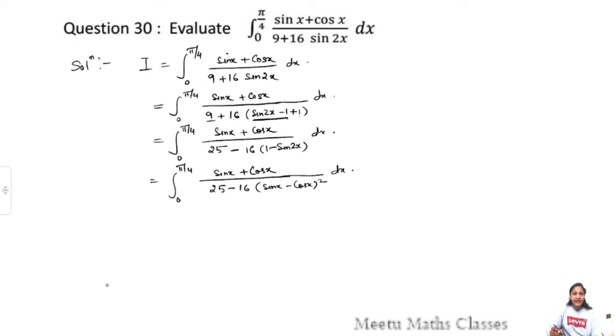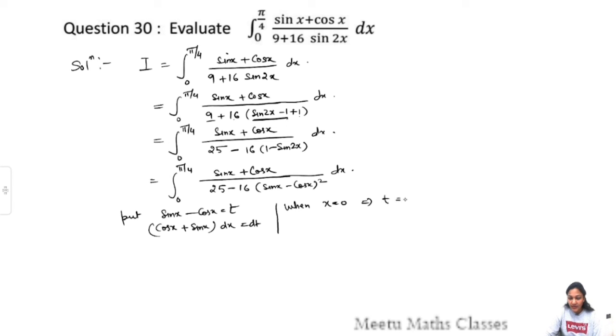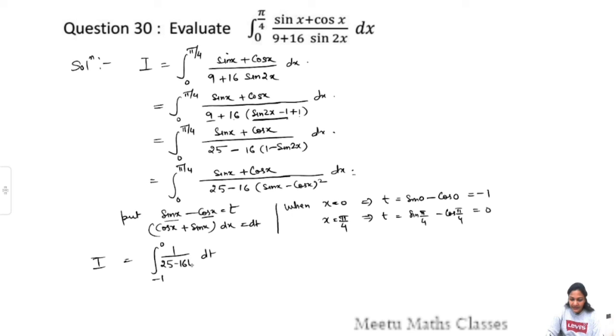Now we can make the substitution sin x minus cos x as t. So by taking the derivative, cos x plus sin x into dx can be replaced by dt. To change the limits, when x is equal to 0, t will become sin 0 minus cos 0, that is minus 1. And when x is equal to pi by 4, t will become sin pi by 4 minus cos pi by 4, that is 1 by root 2 minus 1 by root 2, which is 0. So our I will become minus 1 to 0, sin x plus cos x dx replaced by dt, and our integrand will become 25 minus 16 t square.